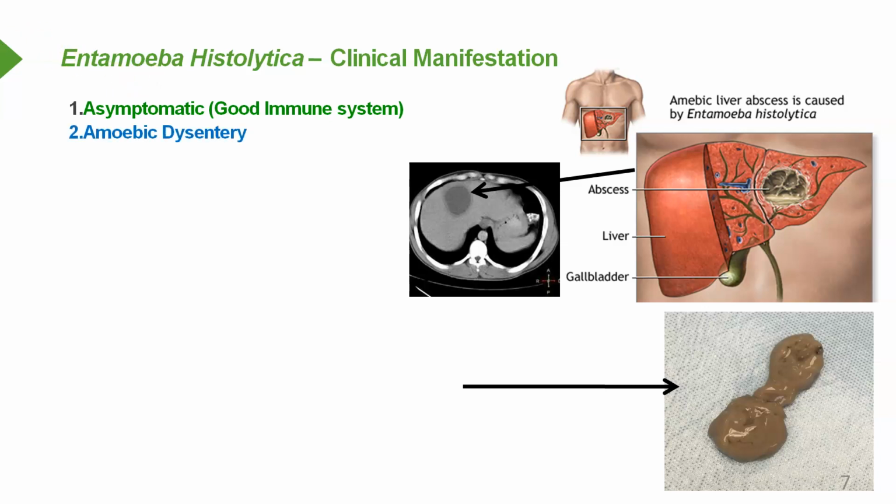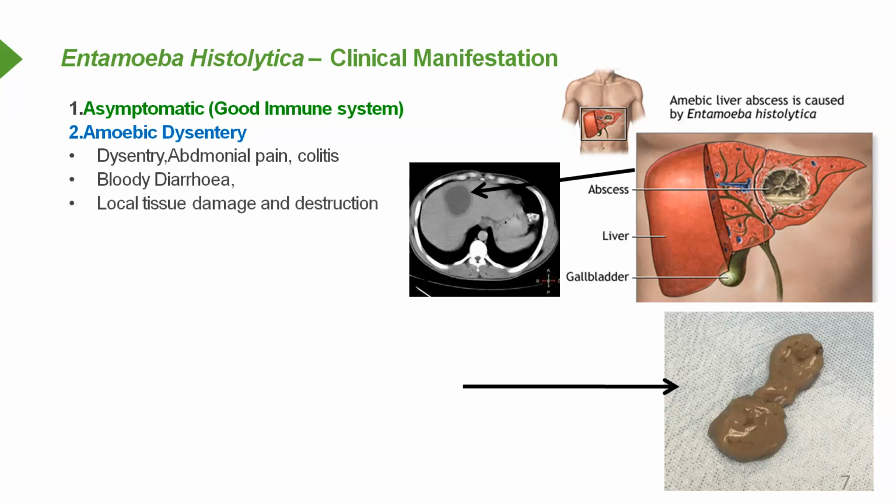Sometimes, in certain cases, amoebic dysentery is seen where the patient may experience abdominal pain, colitis, bloody diarrhea, and local tissue damage and destruction is seen, mainly because of bloody diarrhea.